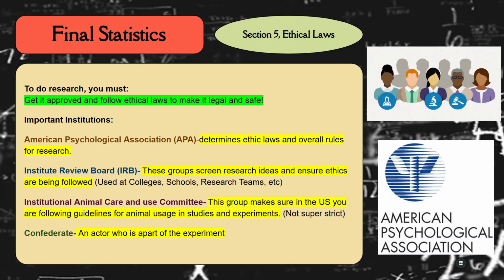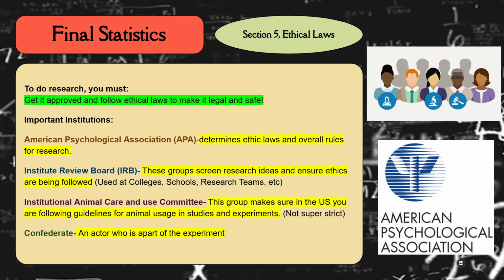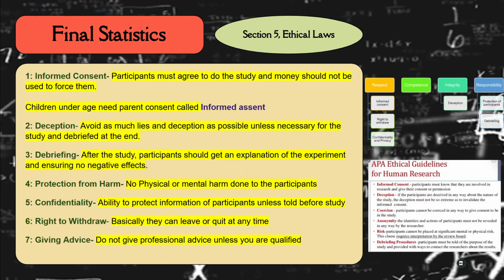And a confederate, which we talked about, is an actor who is a part of an experiment. Typically, you can see this on shows like What Would You Do. Anybody who's an actor or an accomplice in the experiment is a confederate. You gotta know these for the AP exam.